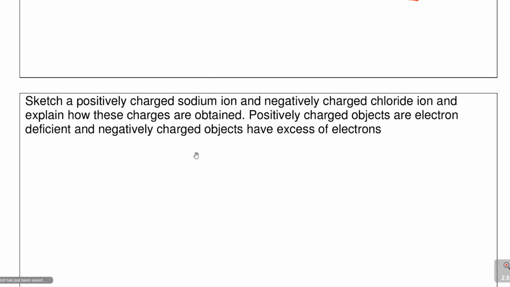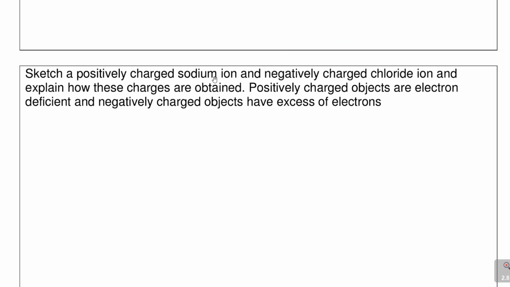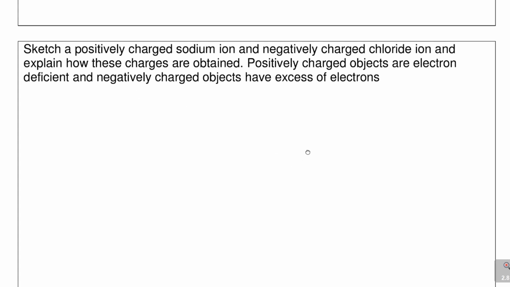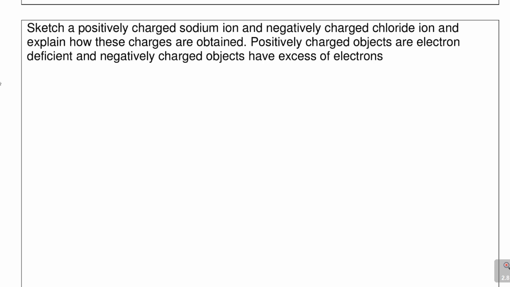Now if they say here sketch a positively charged sodium ion and a negatively charged chloride ion and explain how these charges are obtained. It says positively charged objects are electron deficient and negatively charged objects have excess electrons. So what do they mean? So from here we said sodium had 11.